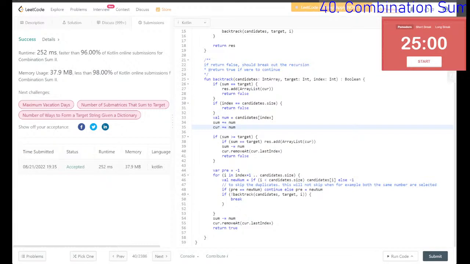So with that being said, we can now actually dive into the code. It's a little bit tricky, but I'll guide you through it. Let's get into the code now. And remember, the first thing that we wanted to do is actually sort our input array candidates. That's going to make it easy for us to eliminate the duplicates.